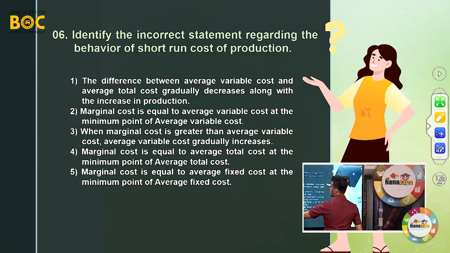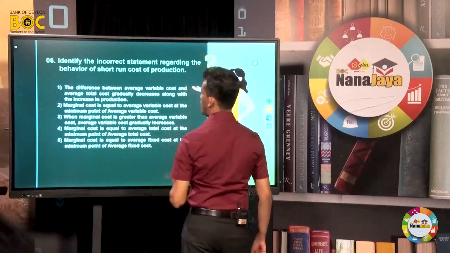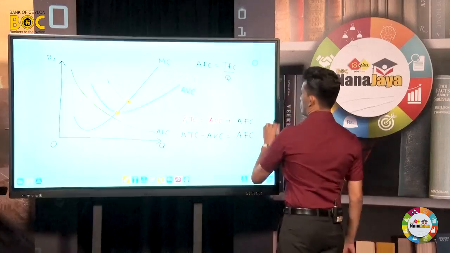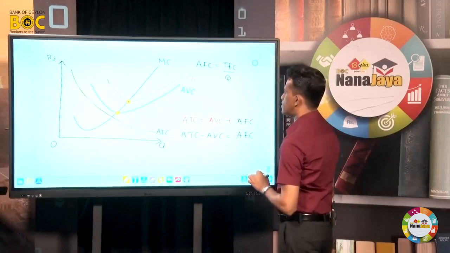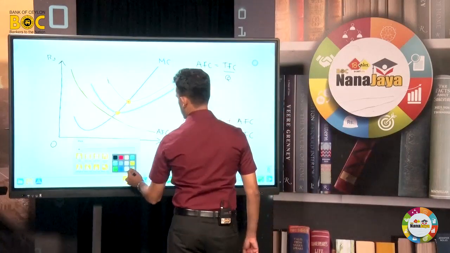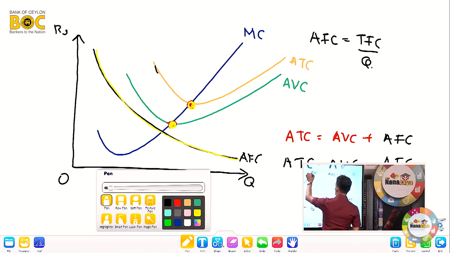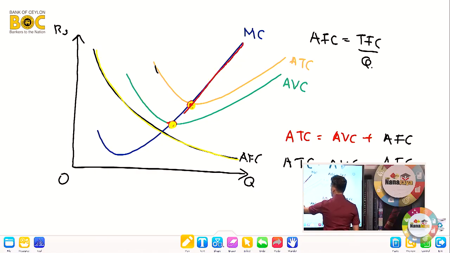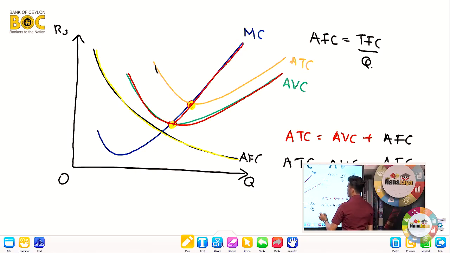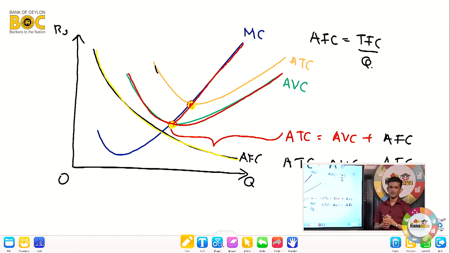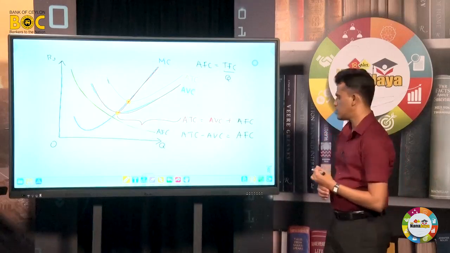Marginal cost is greater than the average variable cost. Look at the diagram. That statement is talking about this stage. During this stage only, the marginal cost is greater than the average variable cost. This is the AVC we drew. From this point onwards only, the marginal cost curve is lying on top of the average variable cost curve. So during that stage the marginal cost increases, and the average variable cost also goes up.